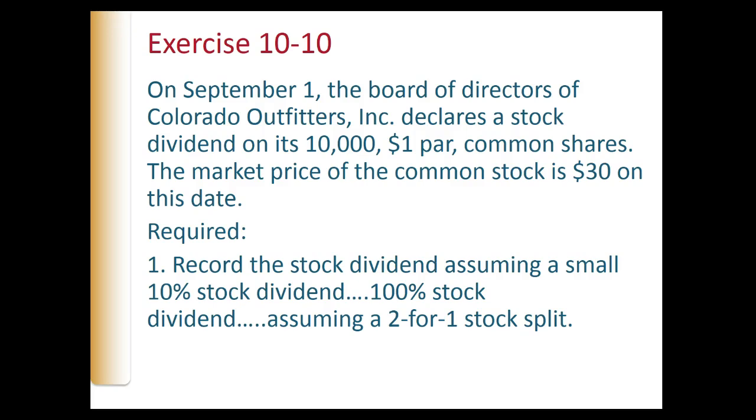Let's take a look at exercise 10-10. On September 1st, the Board of Directors of Colorado Outfitters declares a stock dividend on its 10,000 $1 par common shares. The market price of the common stock is $30 on this date. We're going to record the stock dividend, assuming a small 10% stock dividend. Then we'll record it assuming a 100% stock dividend. Then we'll record it assuming a 2-for-1 stock split.